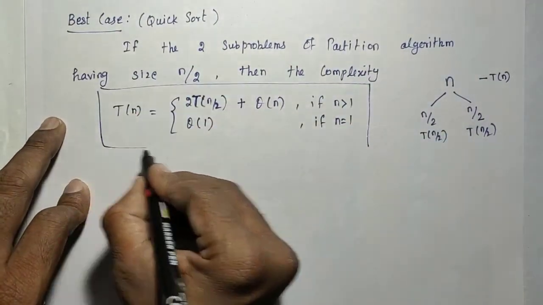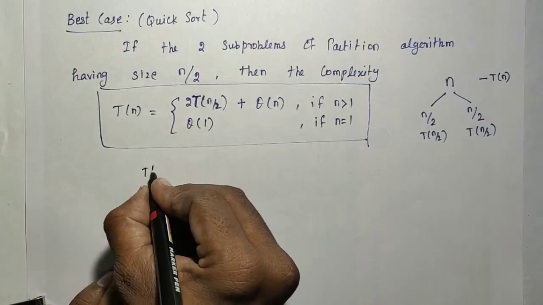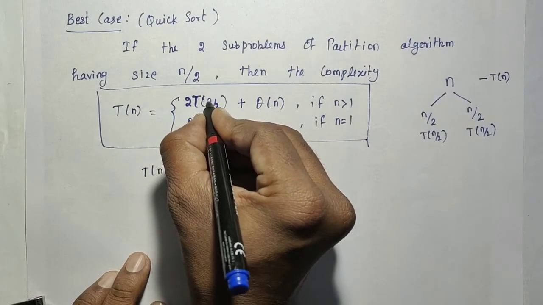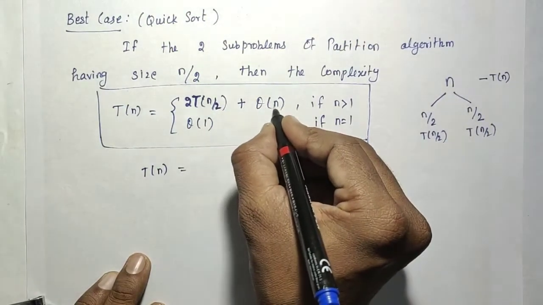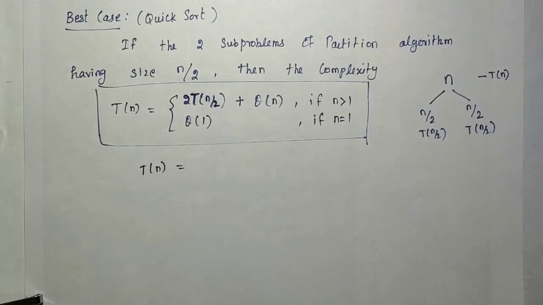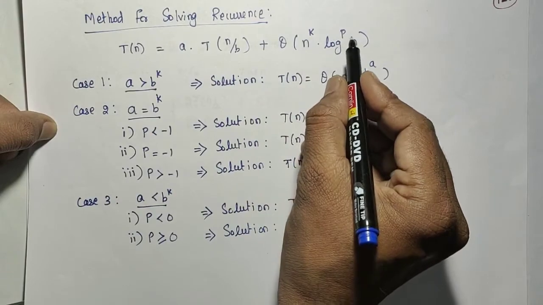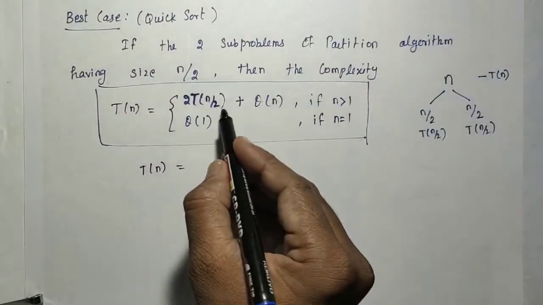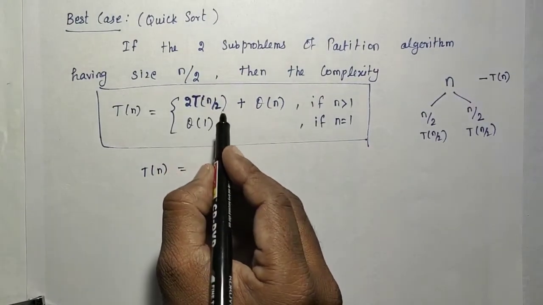By solving the recurrence using the shortcut methods, we obtain the time complexity T of n. This is in the format of a into T of n by b plus theta of n log n, that is, n power k into log p. So I need to find a, b, k and p. P equal to 0, k equal to 1, a equal to 2, b equal to 2.